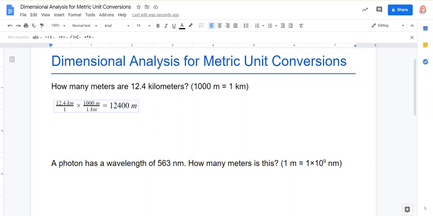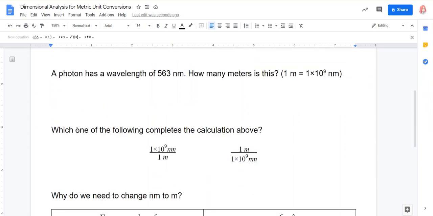Let's look at another one that's a little bit more similar to what you're doing in this classwork. So a photon has a wavelength of 563 nanometers. How many meters is this? So then I give you a conversion factor. This is given to you in scientific notation because this is a huge number. You certainly don't want to write out all those zeros every time. So that makes sense because a nanometer is way smaller than a meter.